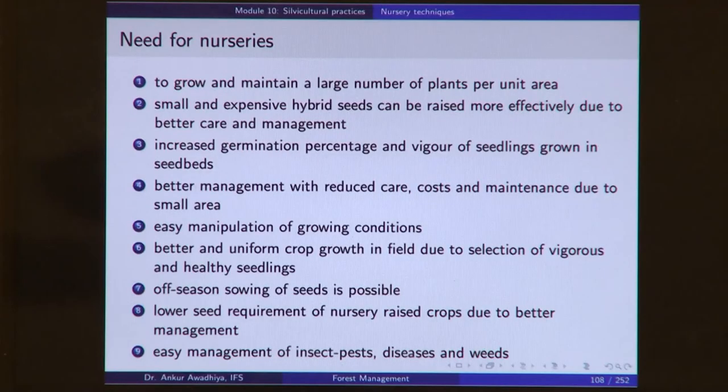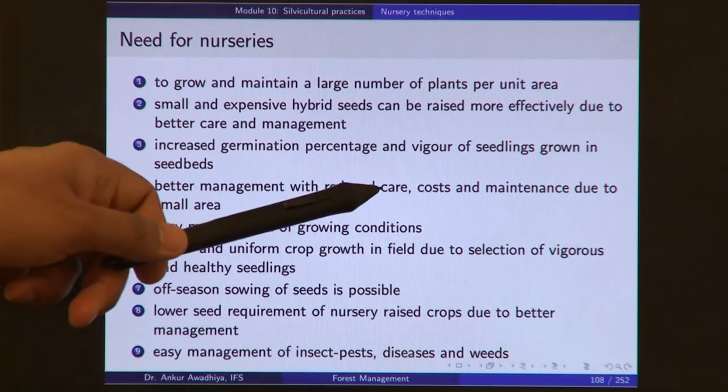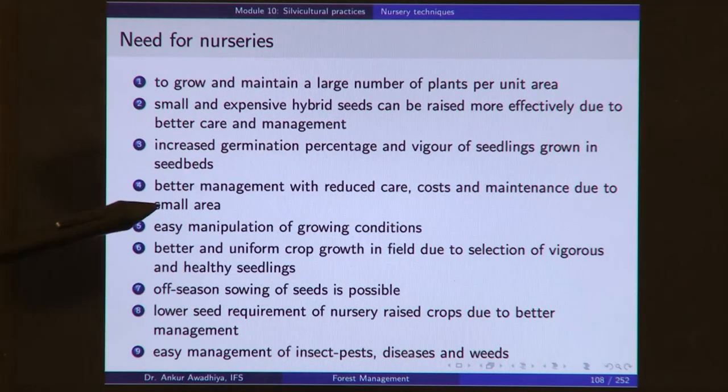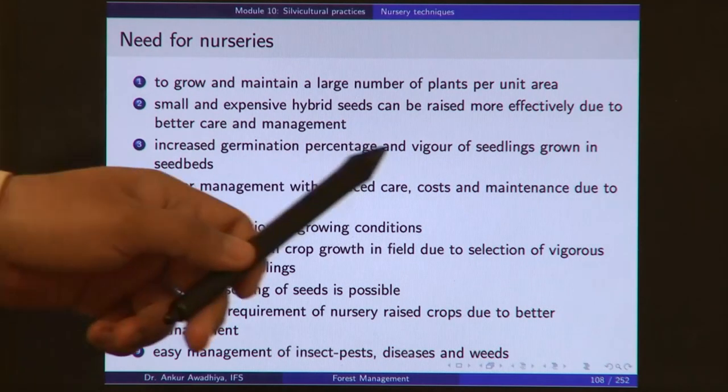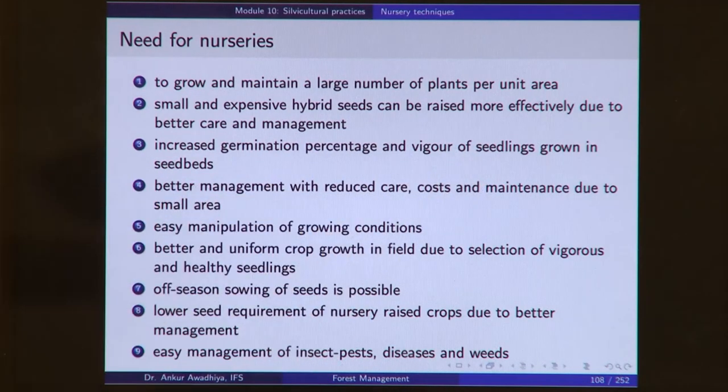Here again, in the case of a field scenario, the persons will have to traverse long distances. Similarly, application of insecticides or pesticides. So, when we talk about a nursery, the management is much better with reduced care, cost and maintenance due to the small area. Because the area is small, and in this small area you are raising a large number of plants. So, per plant cost, per plant maintenance goes down.